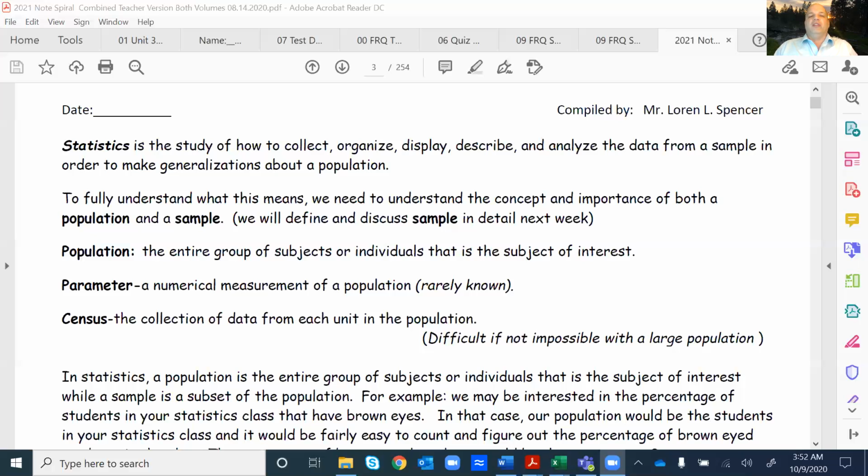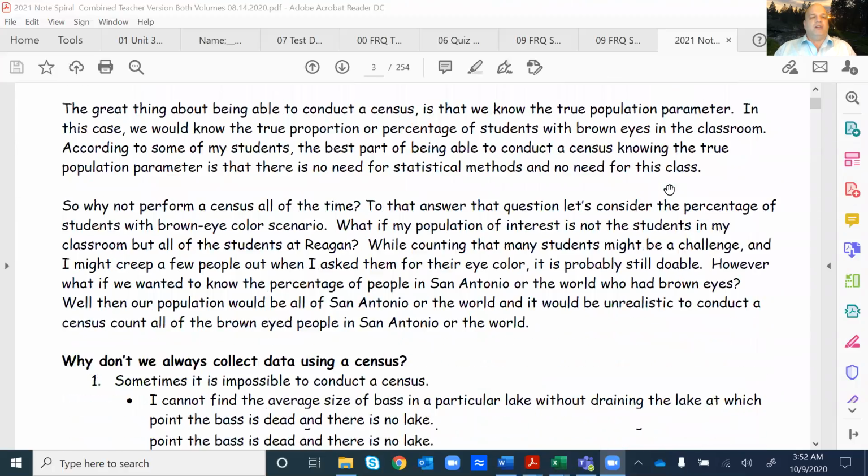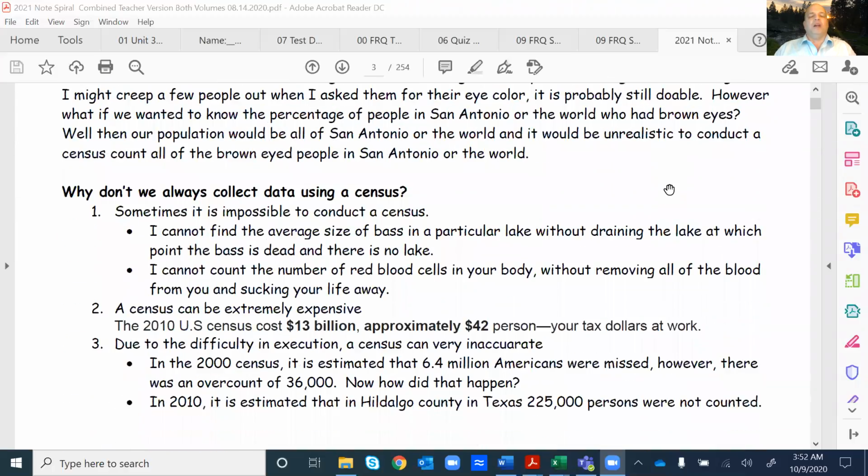But censuses, unfortunately, are really difficult to carry out. Now, if you can carry it out, that's great. And when the U.S. carries out a census, and this is further down on the page, we have found that they're very inaccurate because of such a large population. In the 2000 census, it was estimated that they missed over 6.4 million Americans. However, there was an overcount of Americans by 36,000.